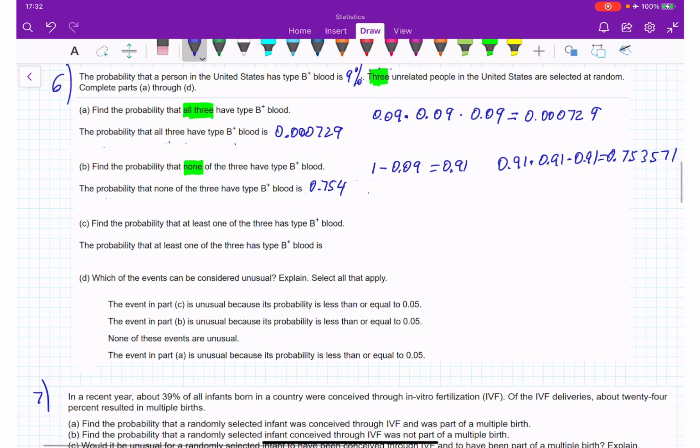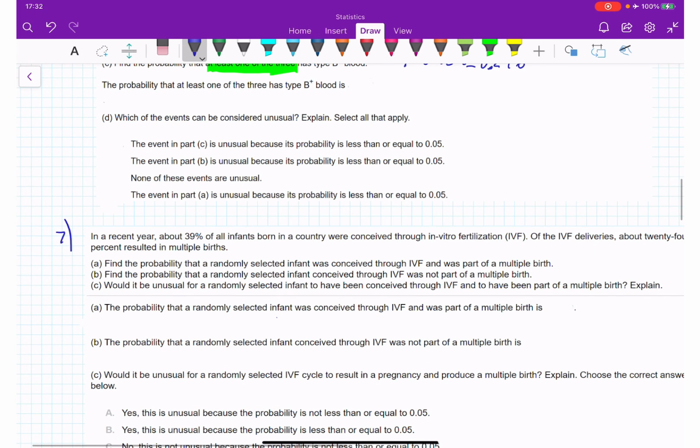Next, find the probability that at least one of them, very important, at least one of three, has type B blood. For this case, what we do is take 1 minus 0.754. Okay? 1 minus 0.754 is 0.246.